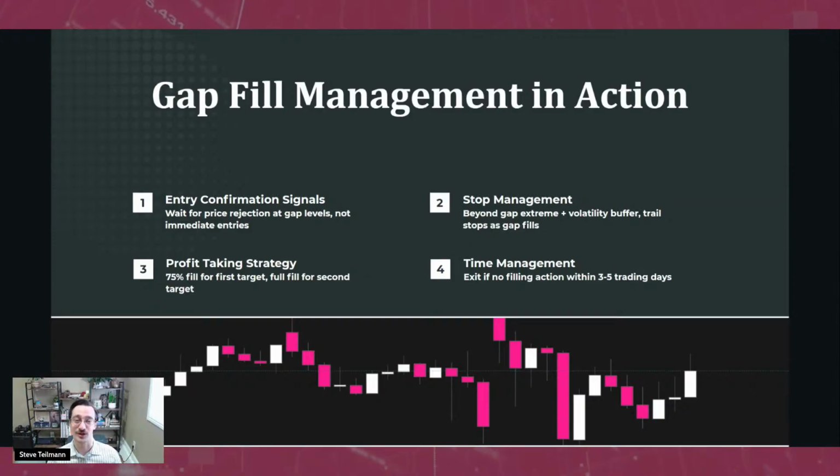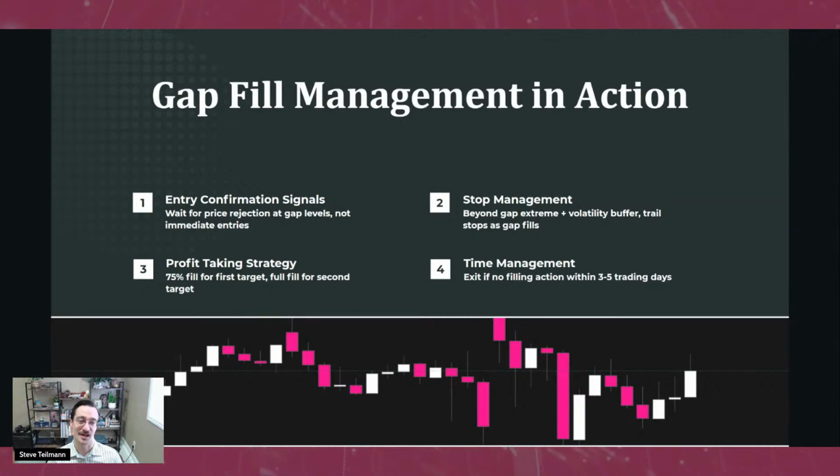We want to get that equity curve nice and steady, right? We want to be consistently making money because we're not gamblers. We're here to make money consistently and for the long run. And because of that, we've got to look for these base hits. And so what I do is I take a 75% fill as the first target.